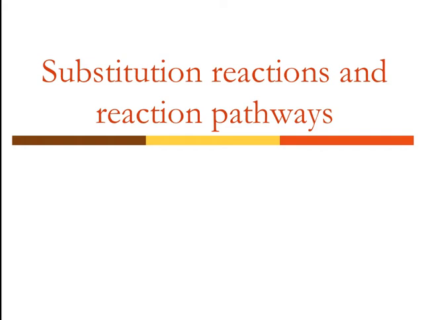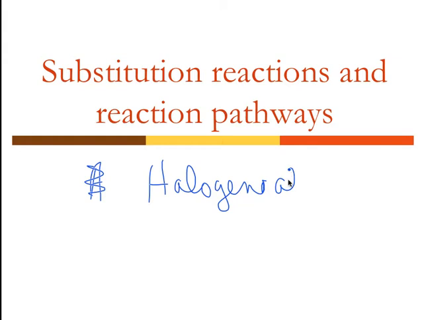Here we're going to talk about substitution reactions and reaction pathways. This is going to center on halogenoalkanes. We're going to see that there's basically two different mechanisms that we're going to talk about. One having to do with primary halogenoalkanes, and the other having to do with tertiary. And then we will mention secondary.